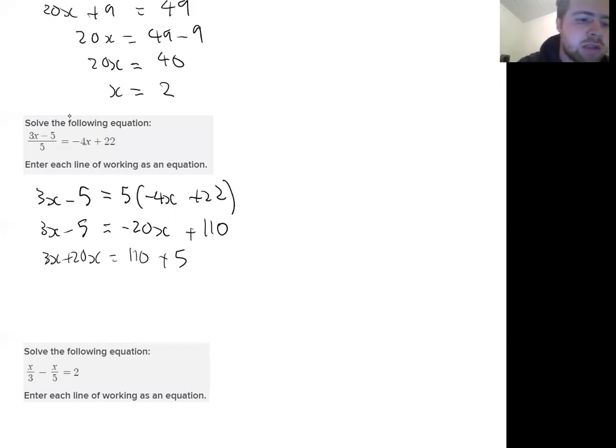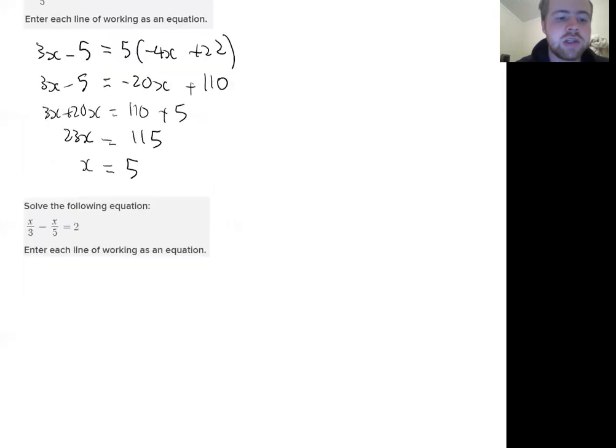Okay, now let's simplify both sides. We get 23x equals 115. And then the last thing we're going to do is divide by 23. Now you can use a calculator, but you will find that when I divide by 23, I get 5. Because 5 times 20 is 100, and then 5 times 3 is 15. So 115 divided by 23 is 5.